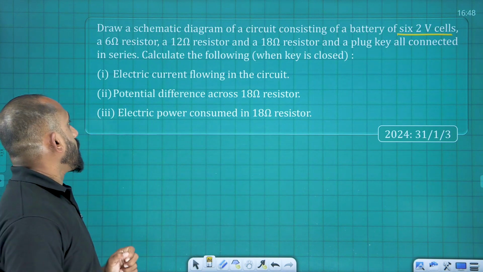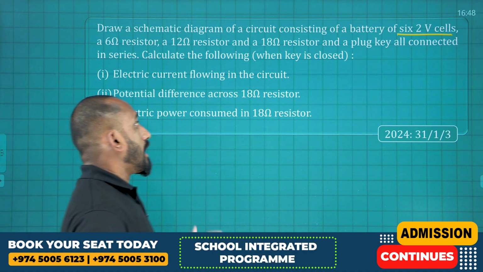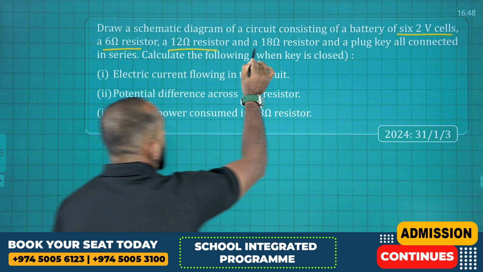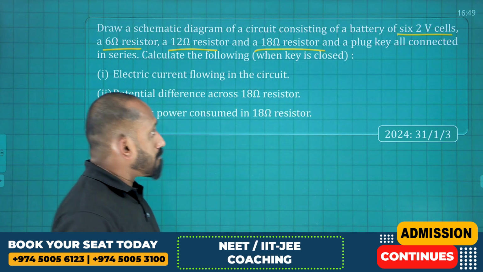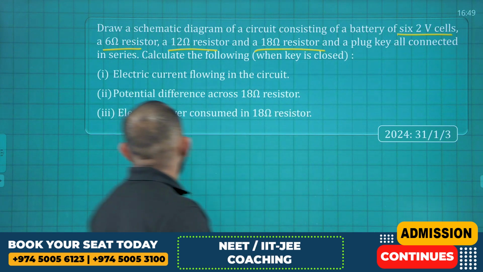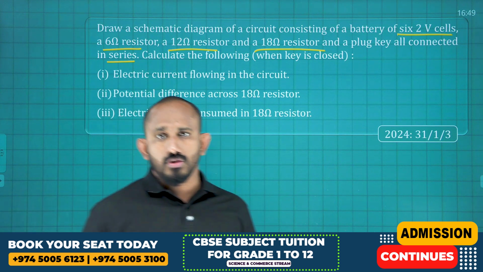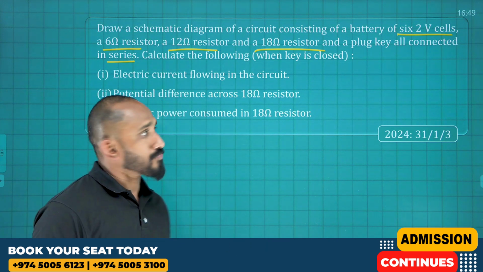A 6 ohm resistor, a 12 ohm resistor and an 18 ohm resistor, and a plug key are all connected in series. Calculate the current flowing when the key is closed. So you have to draw a circuit diagram first of all.